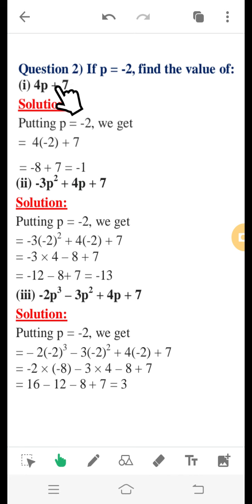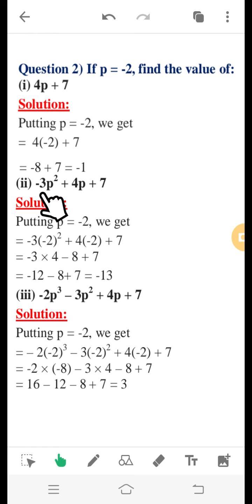Question 2. If p is equal to minus 2, find the value of first one, 4p plus 7. Here we have to put the value of p is equal to minus 2. We get 4 into bracket minus 2 plus 7. 4 2s are 8, so it's minus 8 plus 7. Minus plus minus, the sign will be of the bigger digit, so it's minus 1.